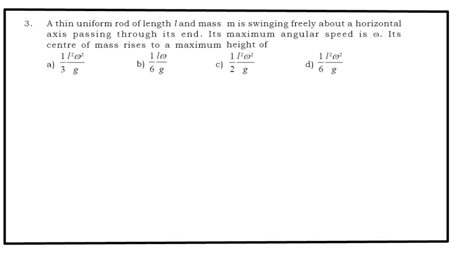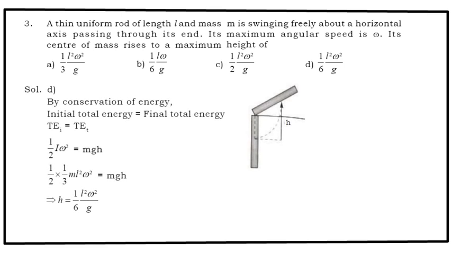A thin uniform rod of length l and mass m is swinging freely about a horizontal axis passing through its end. Its maximum angular speed is omega. Its center of mass rises to a maximum height of. Now understand one thing: its kinetic energy of rotation would be converted into potential energy. So we need to equate those two energies.